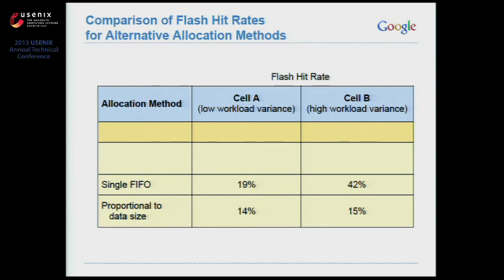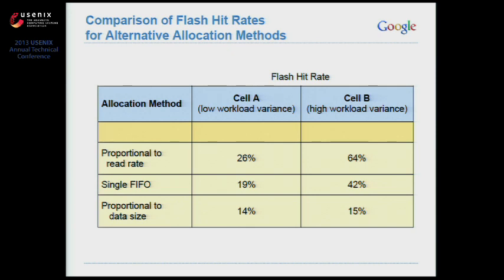Next, we looked at one single FIFO. So there's one FIFO in which we put the data of all workloads. So the data of all workloads stays the same amount of time in this FIFO. The TTL is not different. It gives some improvement. Actually, for cell B, it's already quite some improvement. Next, and this was getting much better, if we allocate the flash proportional to the amount of reads the workload does, we get these numbers, 26 and 64%.